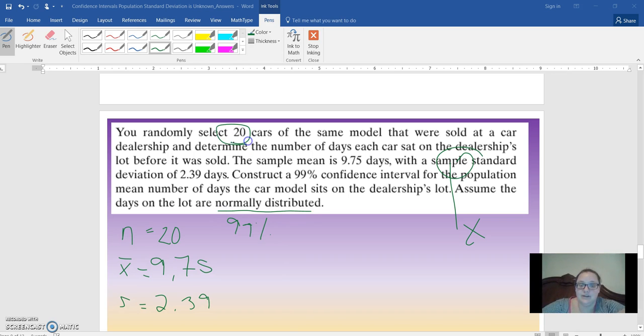So this is less than 30, right? And if it didn't say this piece right here, we couldn't do the problem at all. If it's less than 30, it has to have that. All right, so we're going to go to stat, which we're in statistics, go over to test, and we're going to go to the T interval.